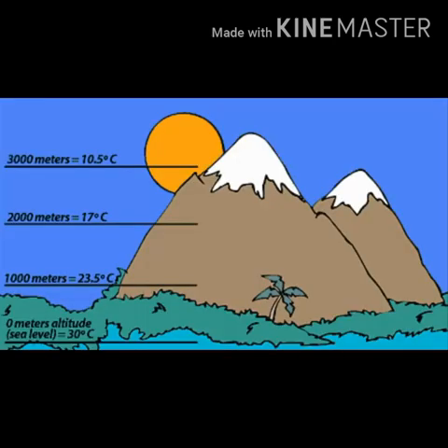And the second reason is altitude. The meaning of altitude is height. As you go higher and higher up, the atmosphere becomes less dense and temperature decreases. That's why you'll see the hilly areas and the mountainous regions are much cooler than the plains.